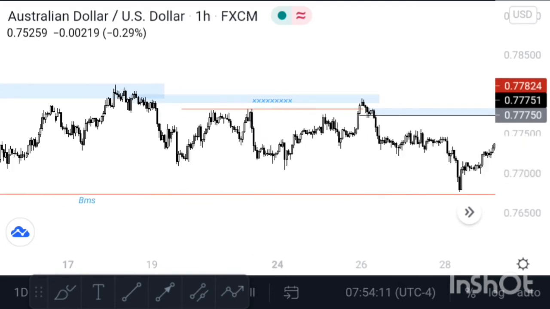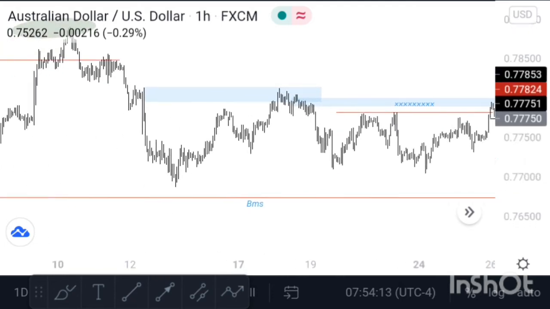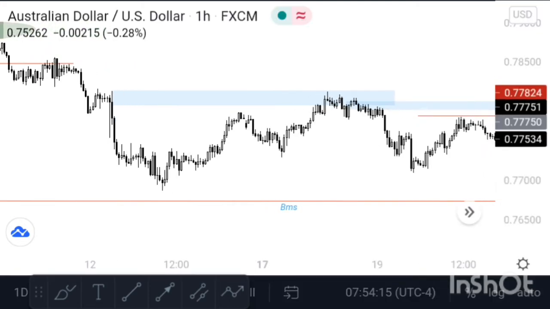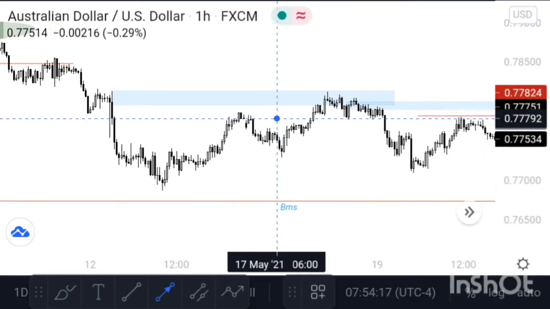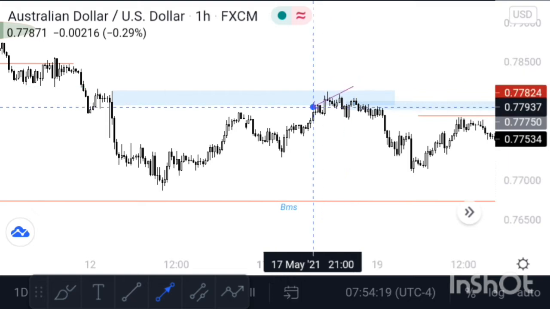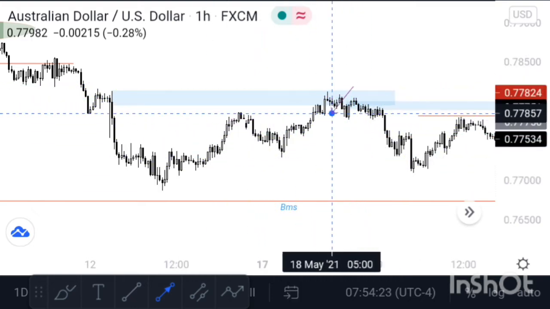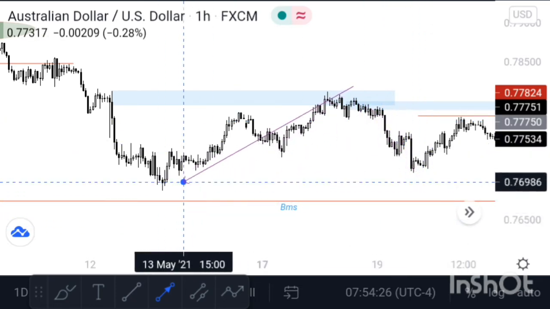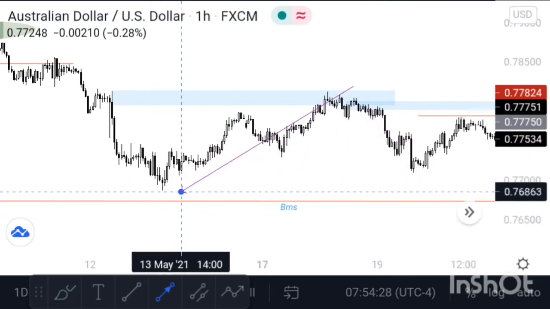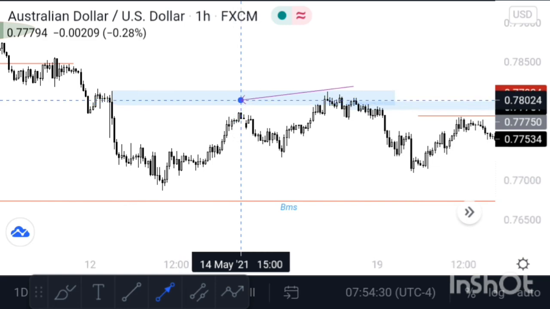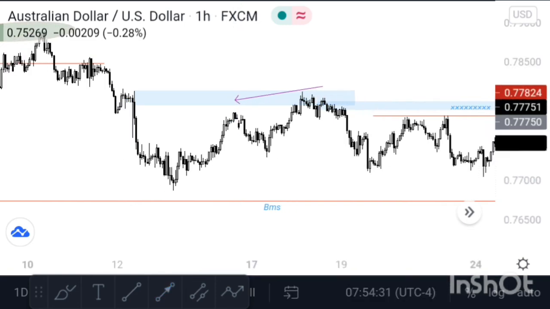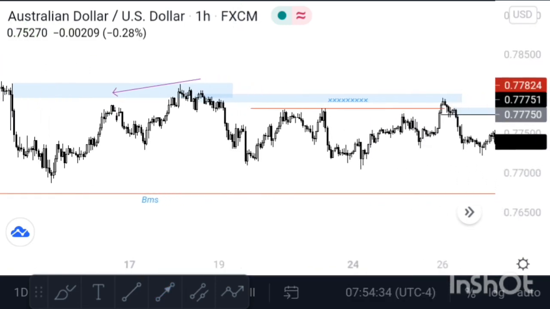So just check right over here. This zone was mitigated. We didn't even break the structure before it was mitigated. So this one is filled. Why? Because the market came back to test it and then went down to break the previous lows. So this one is mitigated. It doesn't have to come here and then go down.